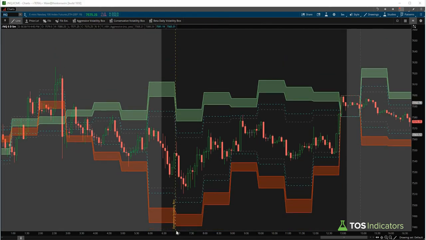As you see, we take a look once again at the first full hour of the market, and in the Nasdaq futures, we didn't get close to breaching either side of the aggressive volatility box's entry lines. And that was our permission to continue to use the aggressive volatility box for the rest of the day.